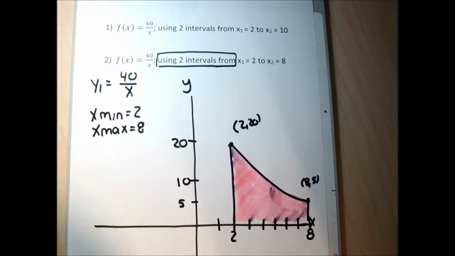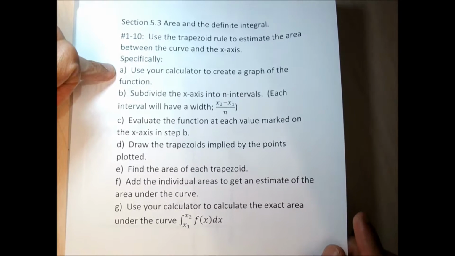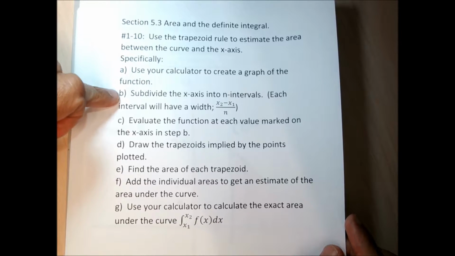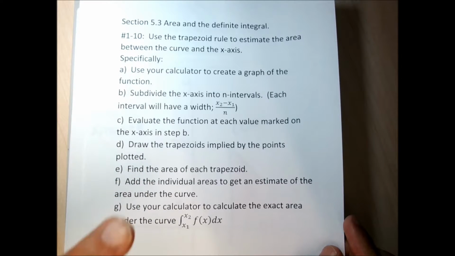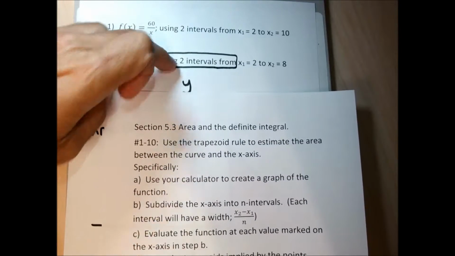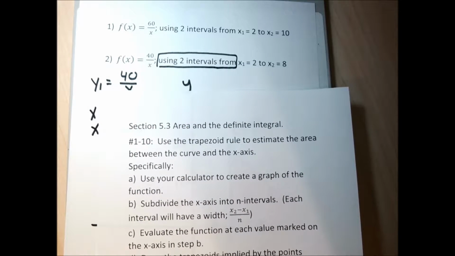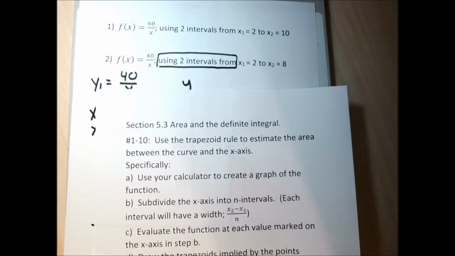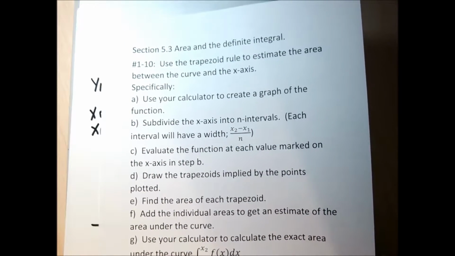Through step A, on my calculator, I've created a graph of the function, and I labeled a couple points. Step B is going to help me finish out the x-axis. It says subdivide the x-axis into n intervals. I need 2 intervals on the x-axis because I'm going to make 2 trapezoids. In order to get 2 trapezoids or 2 intervals, I need 1 more number on my x-axis, so I could make 3 numbers on my x-axis that'll allow me to get 2 intervals.